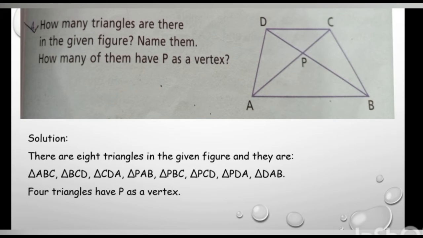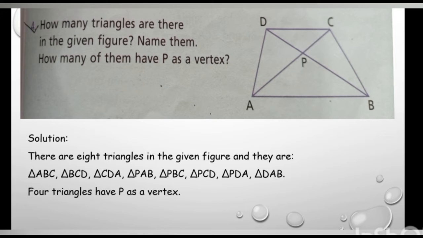Now question number 4 is, how many triangles are there in the given figure? Name them. How many of them have P as a vertex? So in this question we have to do 3 tasks. First, we have to find how many triangles there are in this figure, then we have to name them, and then we have to tell how many of them have P as a vertex.